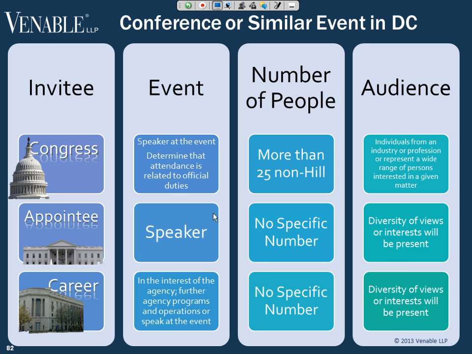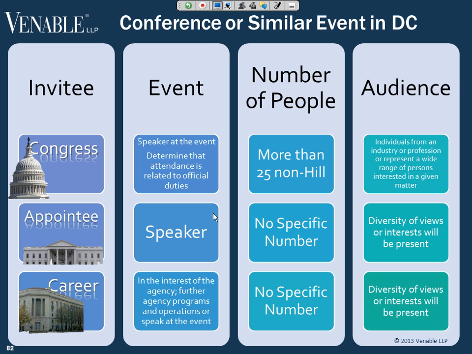For political appointees, there's a narrower category. They have to be a speaker at the event. There's no particular number of people that have to be there. They have to have a diversity of views present. Now, they can come and attend an event, but they can't eat the food or take any of the other gifts. The key is that if they're going to speak, then they can eat the lunch. For career employees, they don't have to be speaking at the event. The agency can determine that it would further the agency's programs or operations to have them attend.